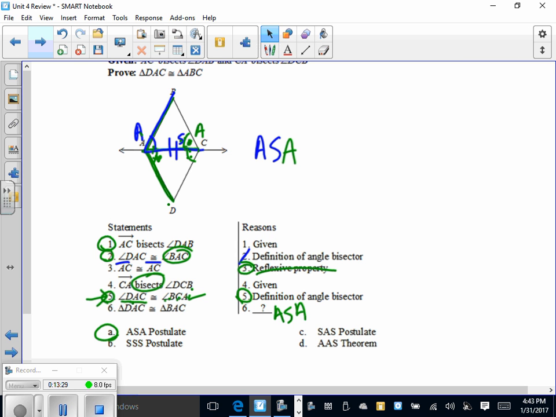Number 2 should say that DAC is congruent to BAC. That one's right. And number 5 should say that, okay, they said BAC is congruent to BAC, that's these two. Then it should say that angle DCA is congruent to angle BCA. So correct number 5 on your paper. I'll make sure it's correct on the test.